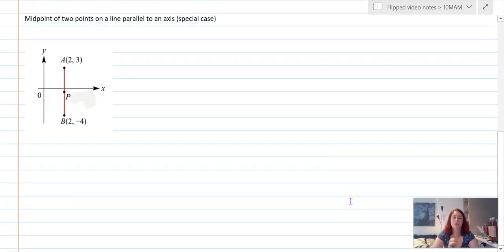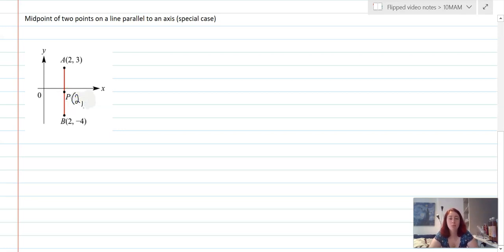Now we're going to start with the special case of when those 2 points form a line that is parallel to an axis, because this is going to help us understand how that formula is built to begin with. So here, if we want to find the midpoint of these 2 points on this line, we've got A, which is at the point 2, 3, and B at 2, negative 4. Our midpoint is obviously going to have an x value of 2, because both our points have an x of 2. So we can straight away fill in that that's going to be a 2.